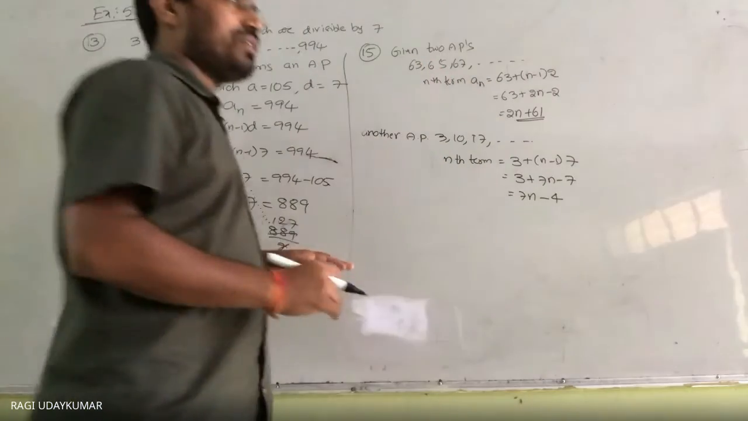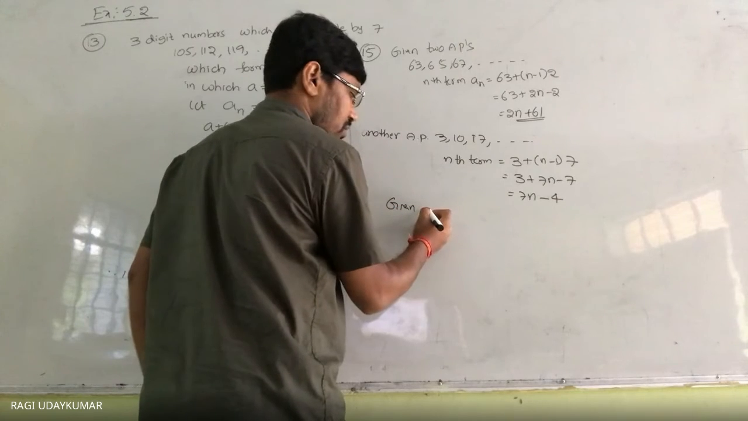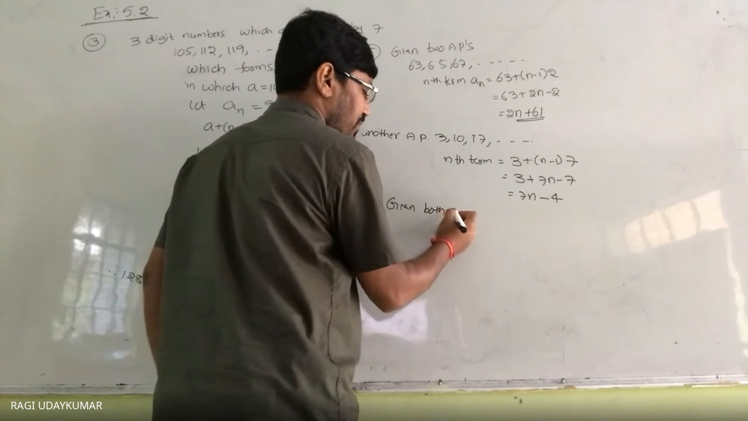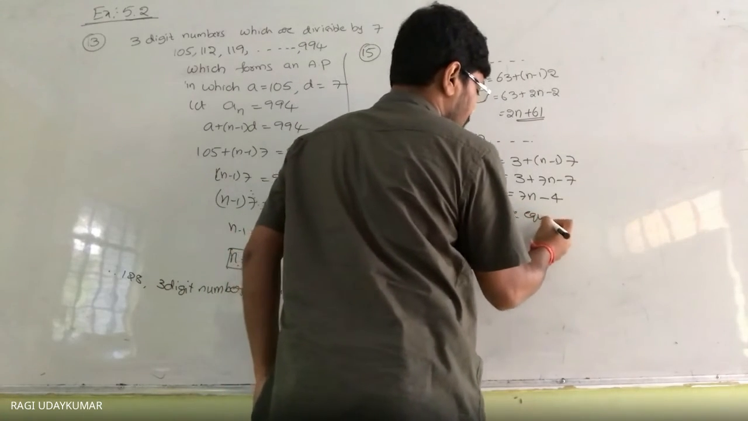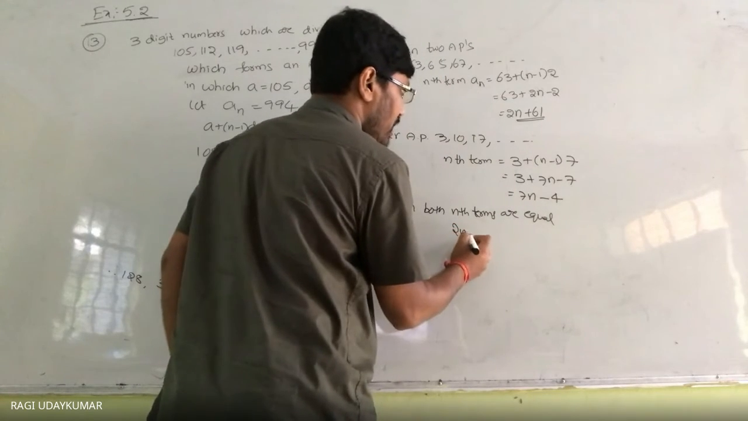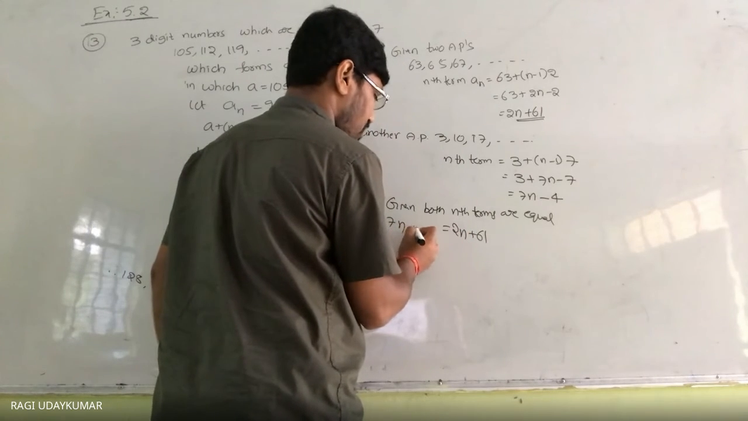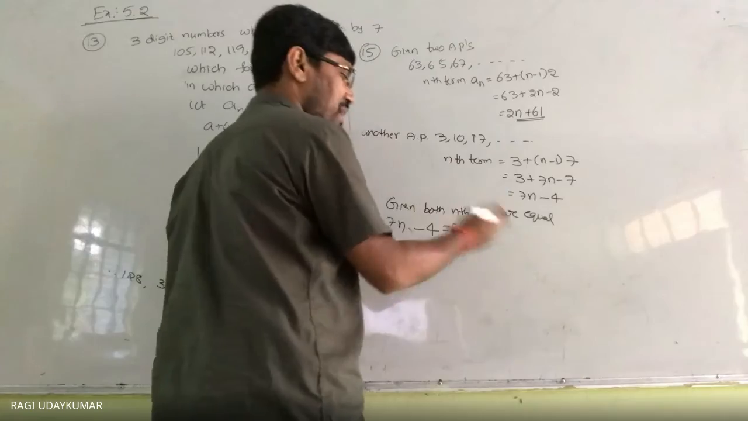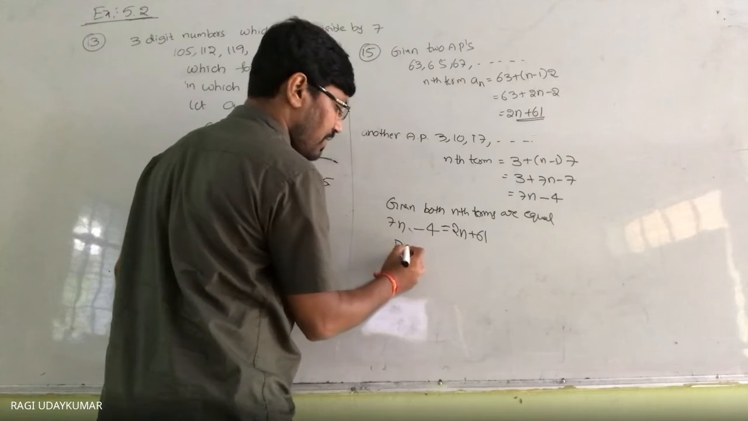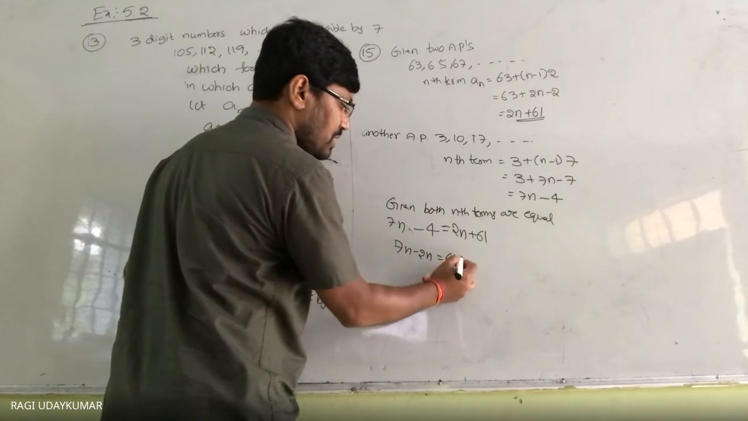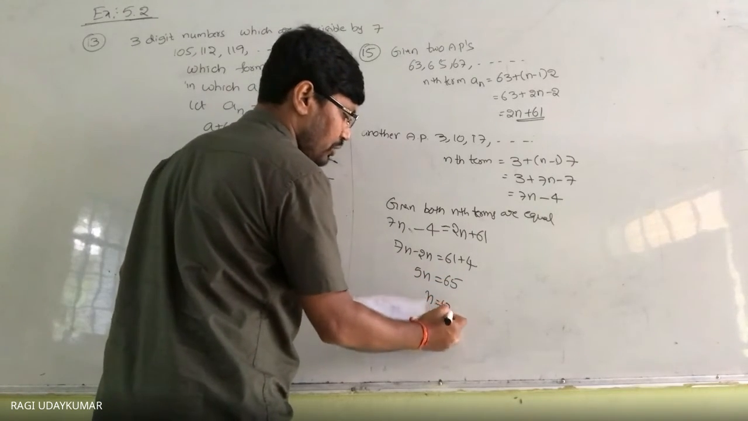Given that the nth terms of these two arithmetic progressions are equal, 2n plus 61 equals 7n minus 4. So 7n minus 2n equals 61 plus 4. So 5n equals 65. n equals 13.